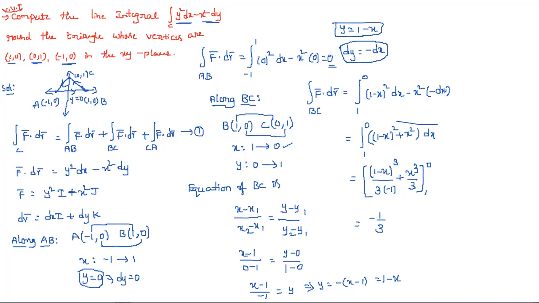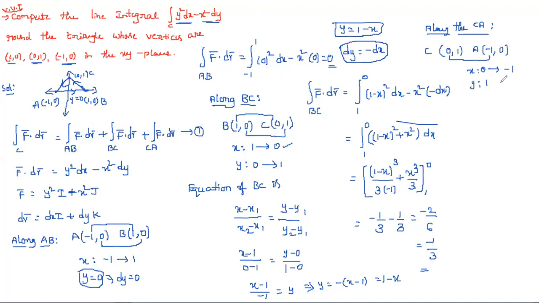So this is the line BC. Next, along the line CA. Here C is (0, 1) and A is (minus 1, 0). Nothing else is possible here. So here x is from 0 to minus 1 and y is from 1 to 0.